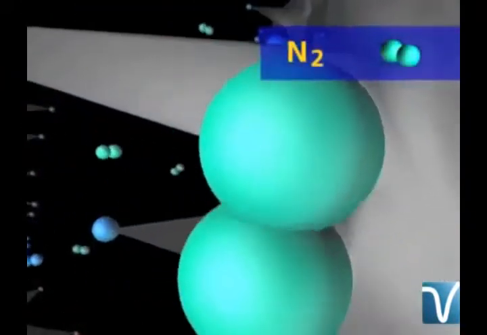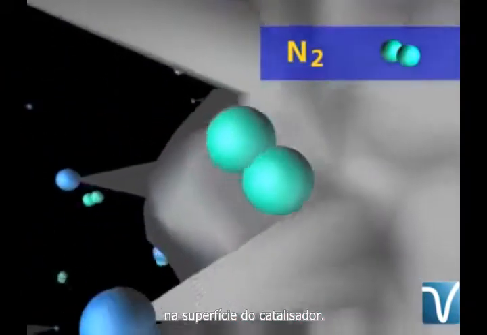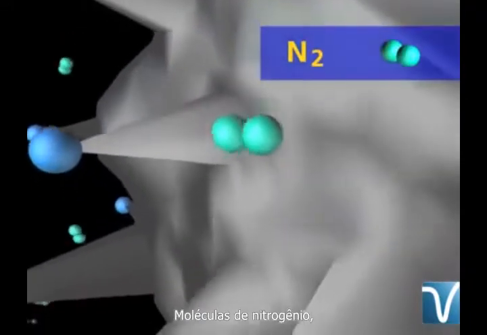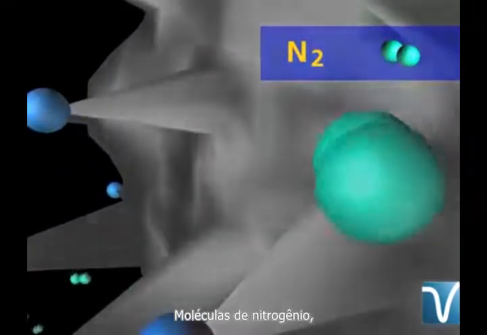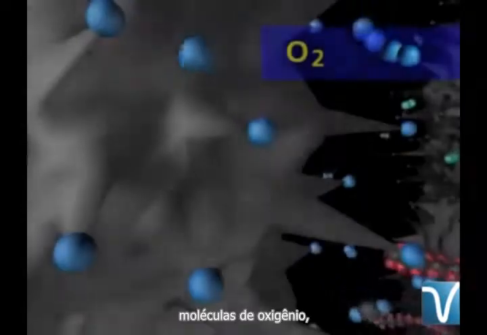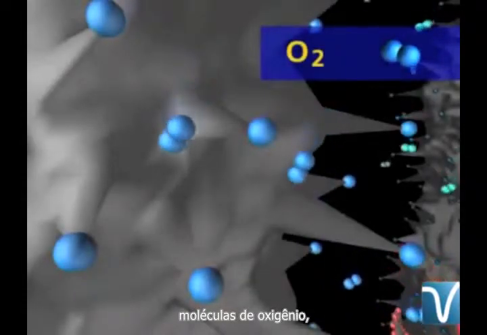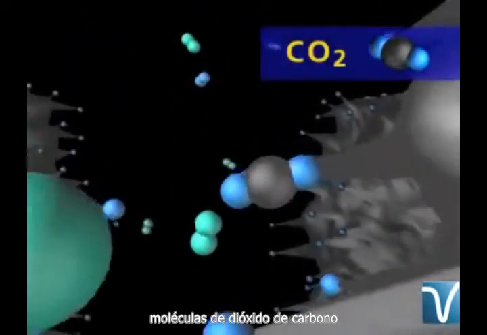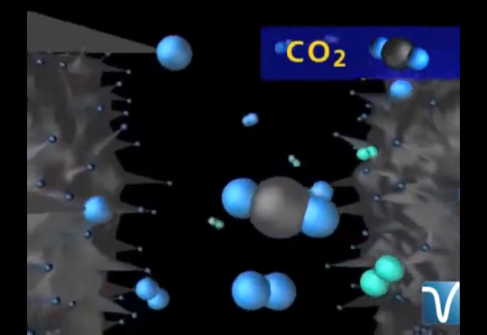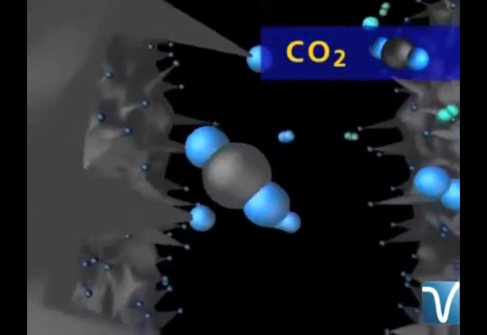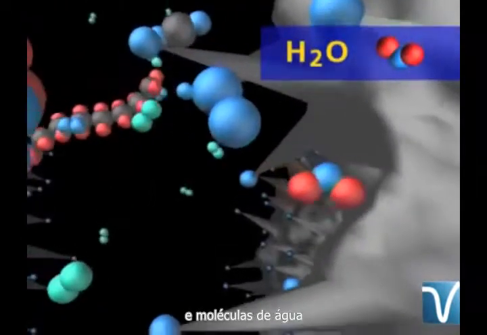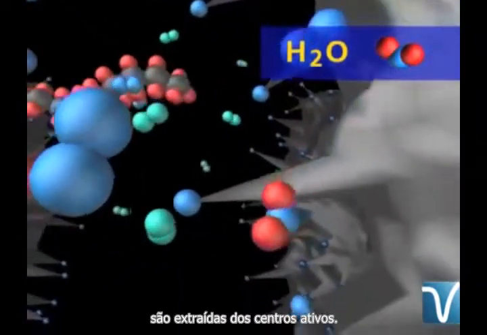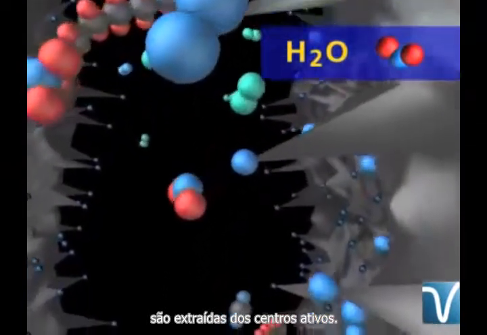Here you can see how the air molecules behave on the surface of the catalyst. Nitrogen molecules, oxygen molecules, carbon dioxide molecules, water molecules. They carom off the active centers.